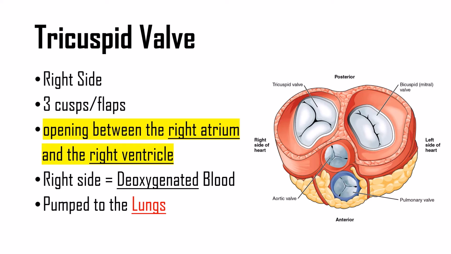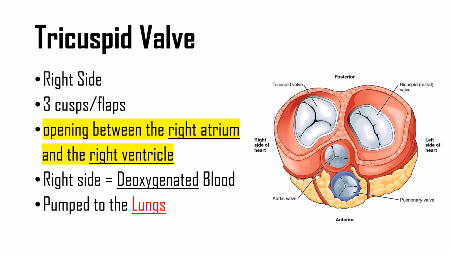First, let's have a look at the tricuspid valve. The tricuspid valve is located on the right side of the heart, and it has three cusps or three flaps, and that's why it is named the tricuspid valve. Since it's on the right side of the heart, it is at the opening between the right atrium and the right ventricle. And one more important point is that the right side carries deoxygenated blood.